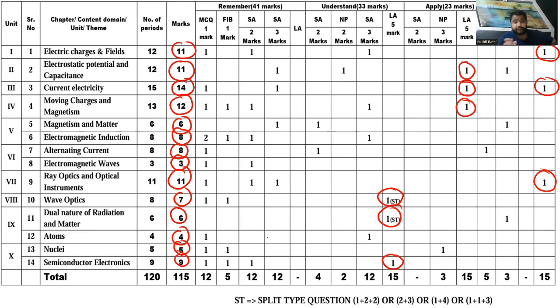But if you're confident, you can always attempt that. There's no doubt on that. But I would always suggest going with a direct 5 mark question, because it's easy to score, because you know which are the important derivations they're going to ask. But when it's a 5 mark split, there is some chance that you may lose. That's my point of view.